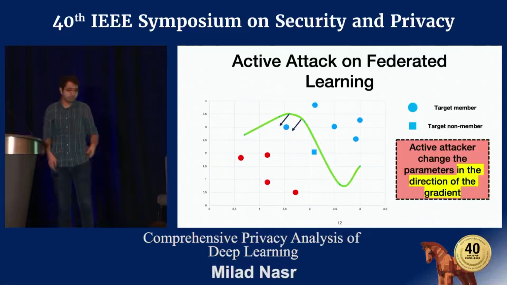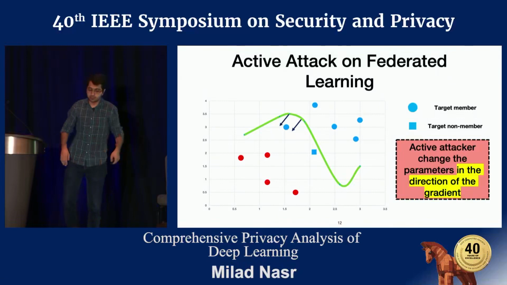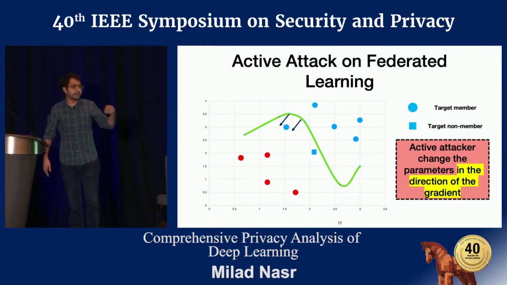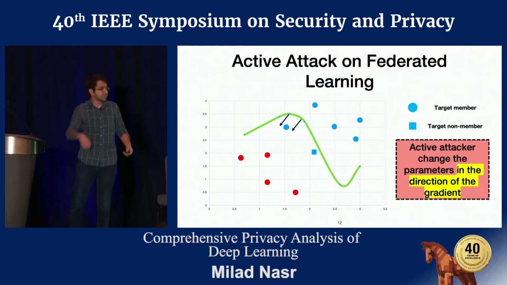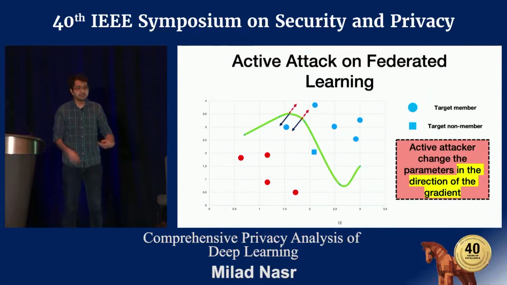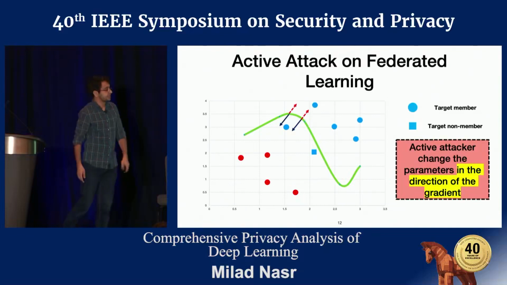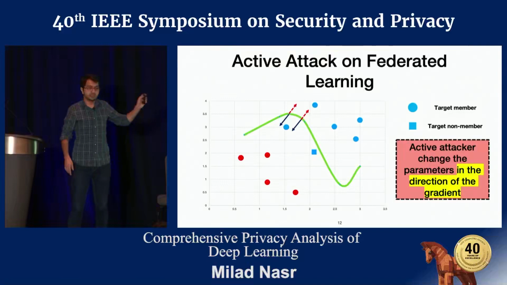So in a normal scenario, if some point is part of the membership, part of the training data, the collaborator will compute SGD, will go in the opposite direction of the gradient, and it wants to change the decision boundary to have a correct classification. But the active attacker here will change the parameters in the opposite direction. So this is the case when you have the point in your training data set.